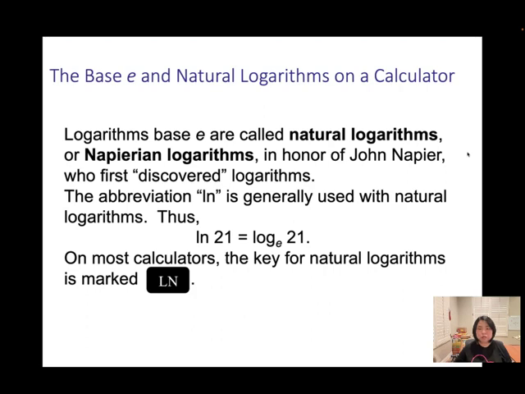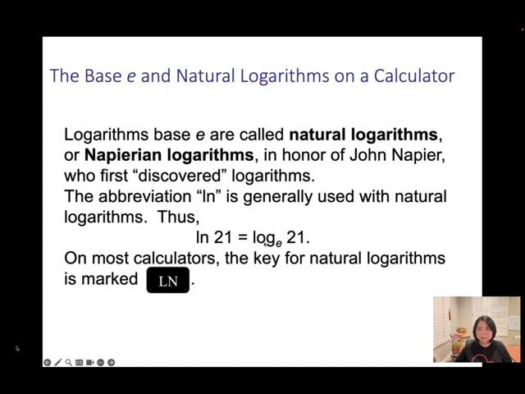The base e, and natural log on a calculator. From the previous section, we learned that we have the log with base a of x. If we don't specify a, the common log has base 10. If we use e as the base of the log, then this is the natural log, and we write ln. So natural log of 21 is equal to log with base e of 21. You should find it on your calculator. That's ln.